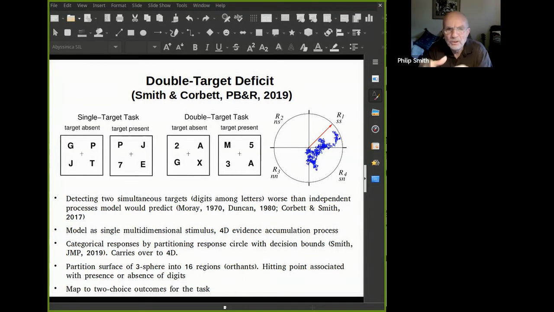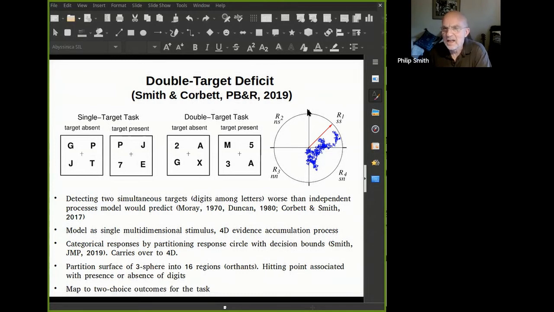The model is really a generalization of an idea that I wrote about in the context of the circular diffusion model in 2019, which was the idea that you can get categorical responding from the circular diffusion model if you partition the response circle up with decision bounds into quadrants. The panel on the right-hand side shows a possible model for the double target deficit in a 2-item display.